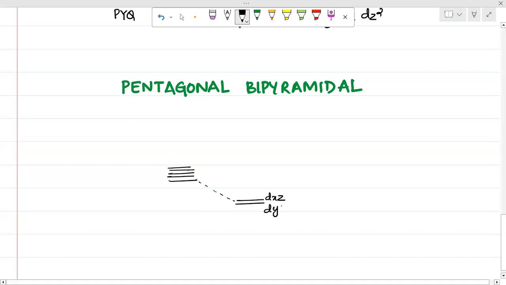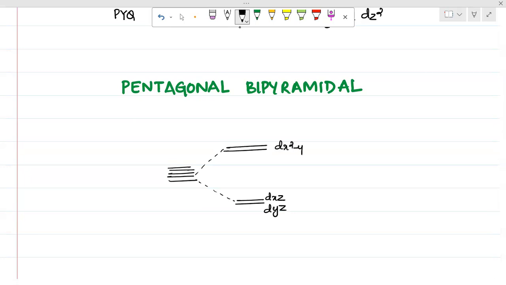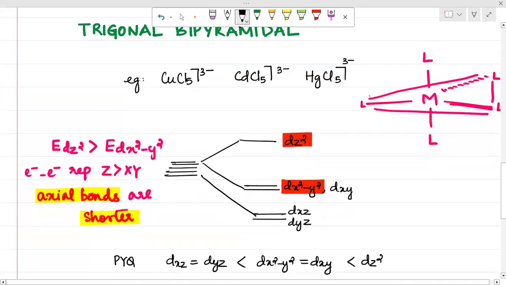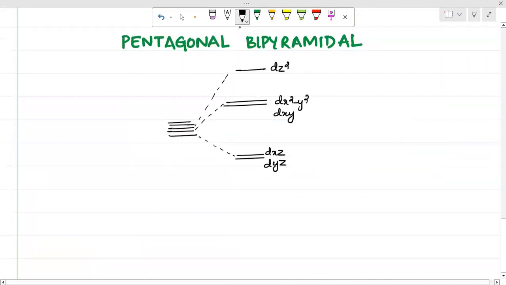dxz, dyz of equal energy. And here you have dx squared y squared, and dxy. And at the top, you have dz squared. So can you see the trend is the same as that of trigonal bipyramidal? It's the same. The trends are the same. So you can mug it up, no problem. Got it.